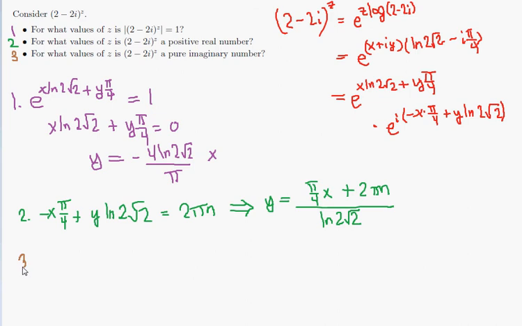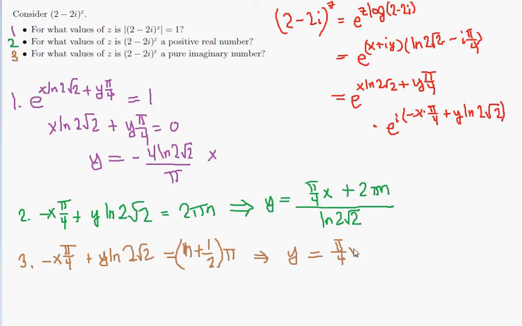So for part 3, the answer is that we need that second exponent, negative x pi over 4 plus y natural log 2 square root of 2, to be equal to some half multiple of pi. So n plus 1/2 times pi. And so our answer is going to have kind of the same form as the one we just wrote down for part 2. y will be equal to pi over 4 x plus n plus 1/2 times pi, divided by the natural log of 2 square root of 2.